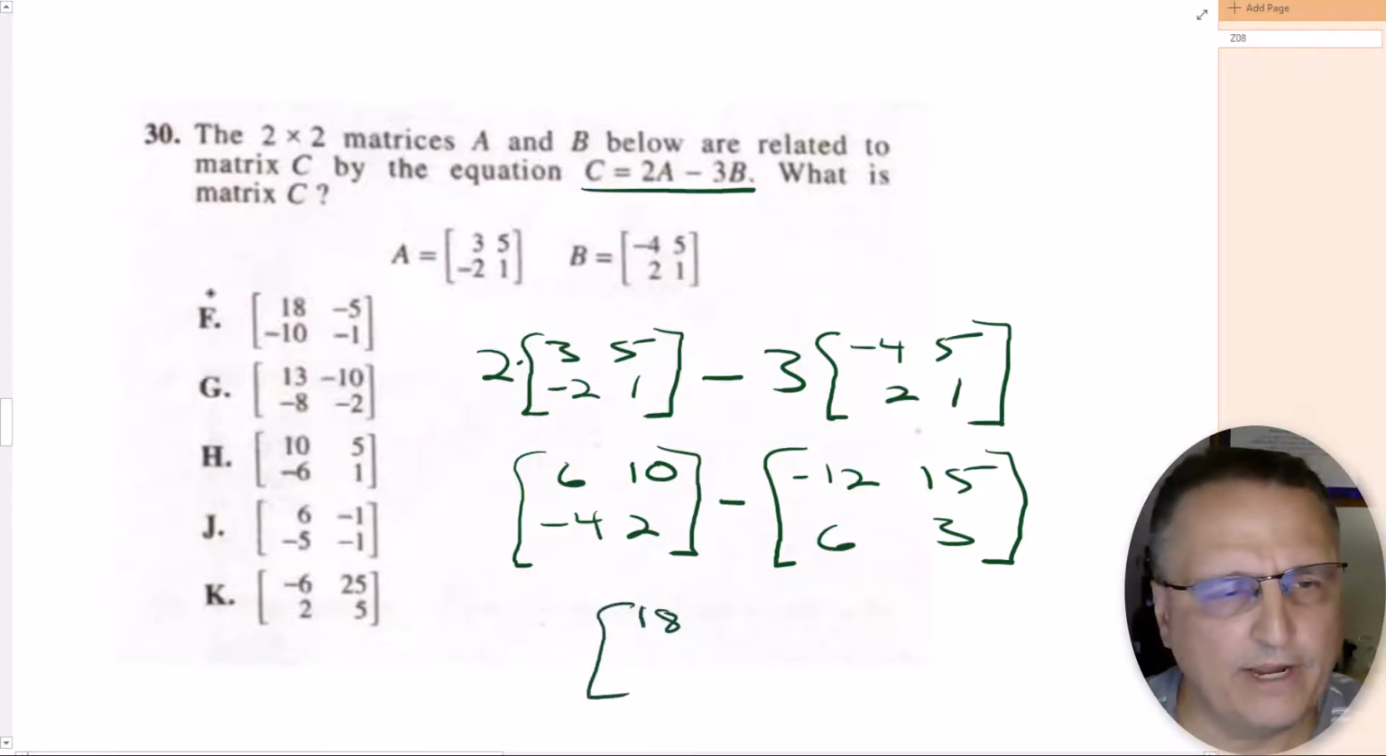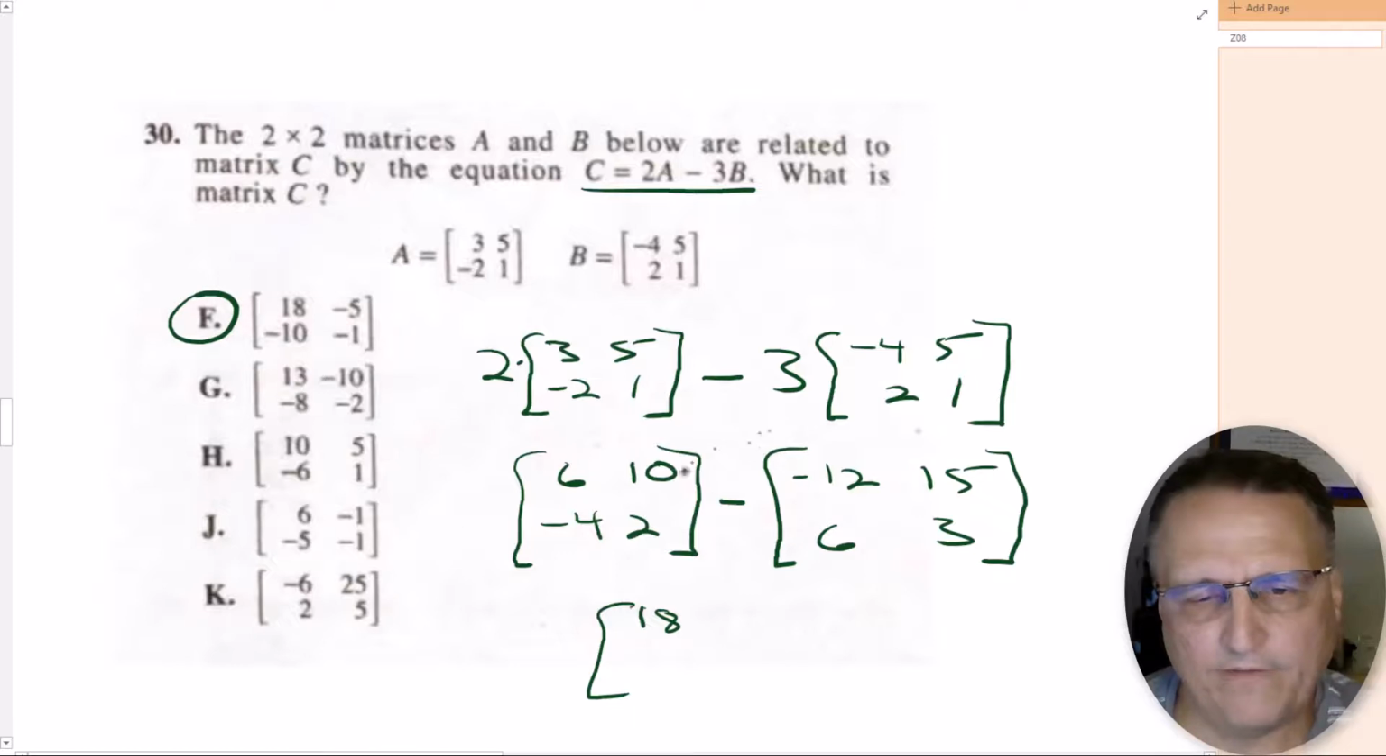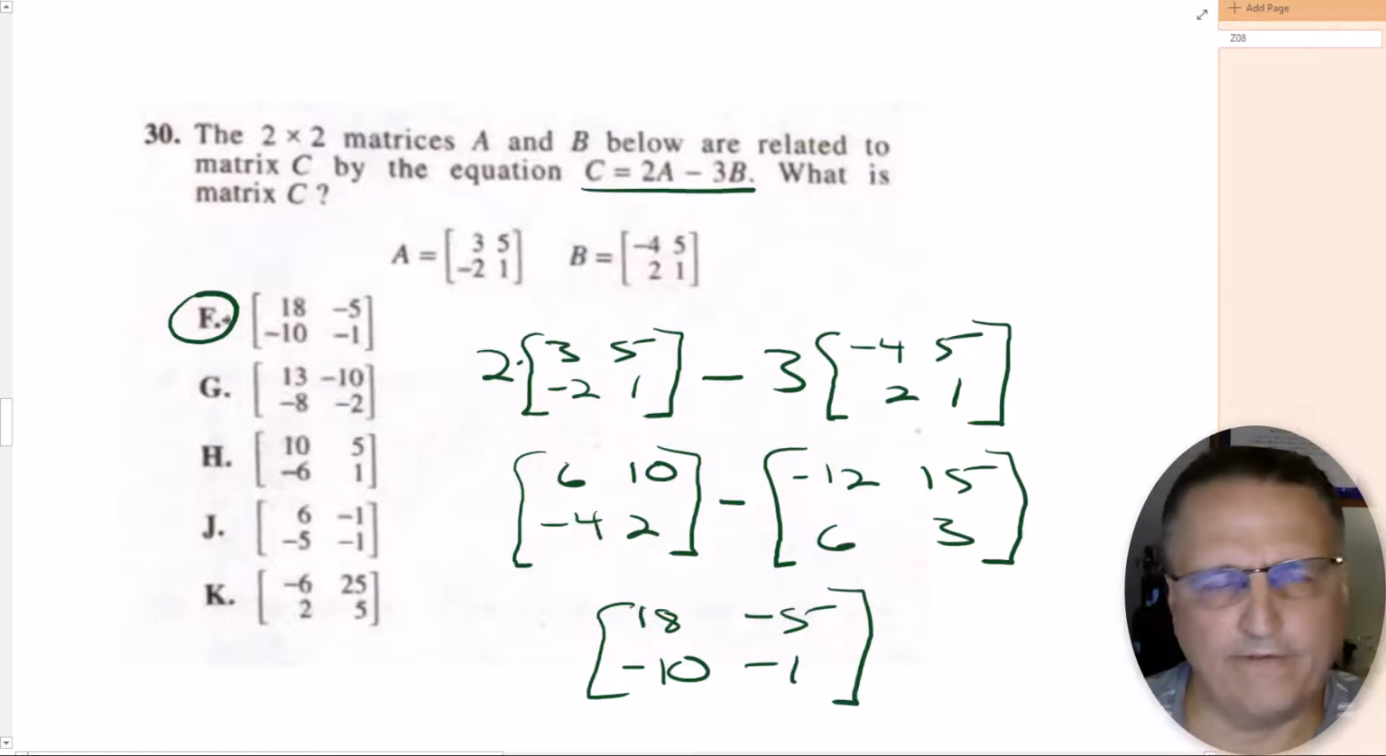So when I'm looking at my answers, it looks like F is going to be my answer. It's the only one that has an 18 in that spot. But I'm going to go ahead and finish this out. 10 minus 15 would be a negative 5. Negative 4 minus another 6 would be a negative 10. And then 2 minus 3 would be a negative 1. And sure enough, that's our matrix F.